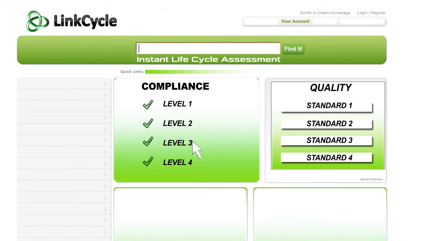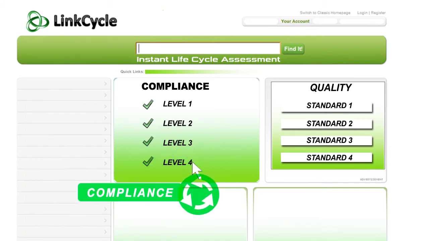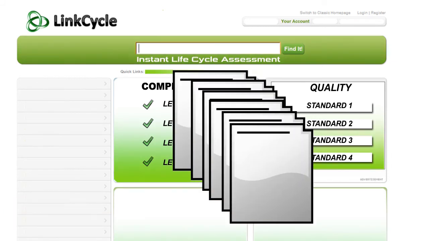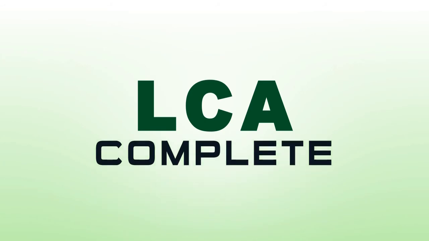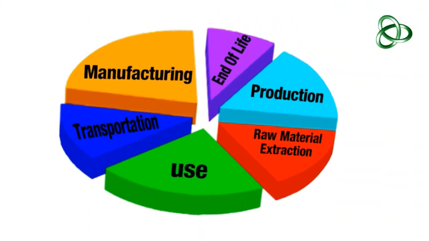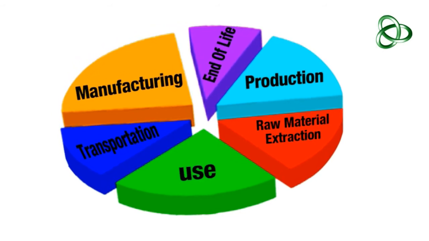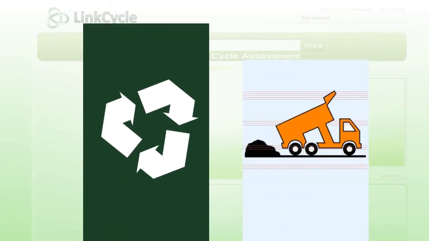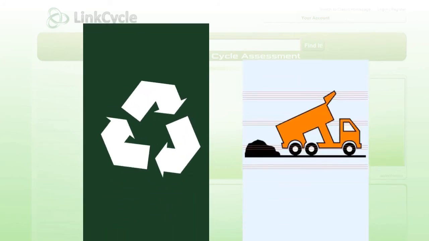The platform will guide us automatically towards compliance, making it much easier than navigating through hundreds of pages of guidance documents. Once our LCA is complete, we can now review the results in the Results tab. Here we have a variety of views, including bars and charts, and can also compare different scenarios. For example, we can compare the plastic bottle to a corn-based polymer. Or we can compare recycling versus landfilling of the plastic at the end of its life.